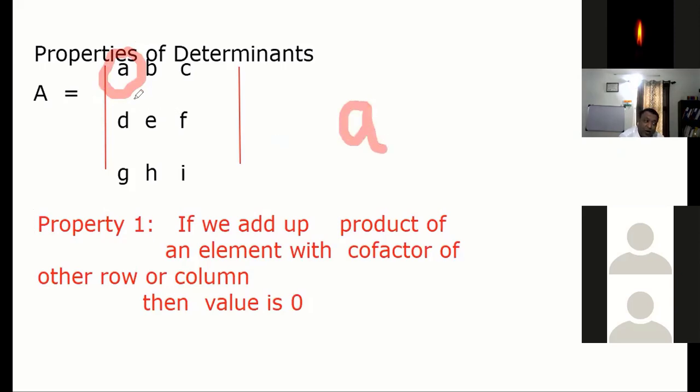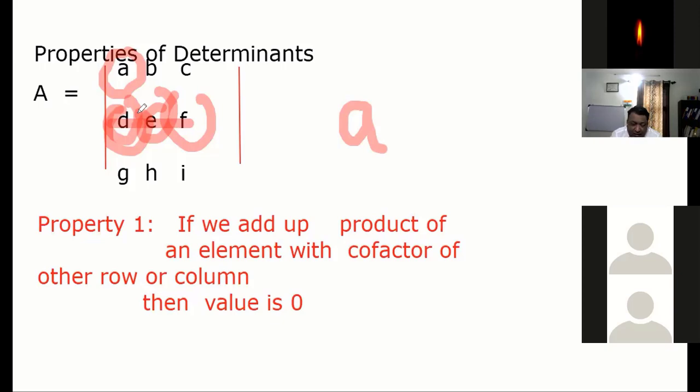Now you are taking the cofactor not of row 1, but of row 2. So the cofactor you will take for this, for this, for this. If you take the cofactor of D, it will be BCHI. So when you take all the elements of one row and multiply with the cofactors of another row, row 1 or row 2 or row 3, then their addition will be 0.